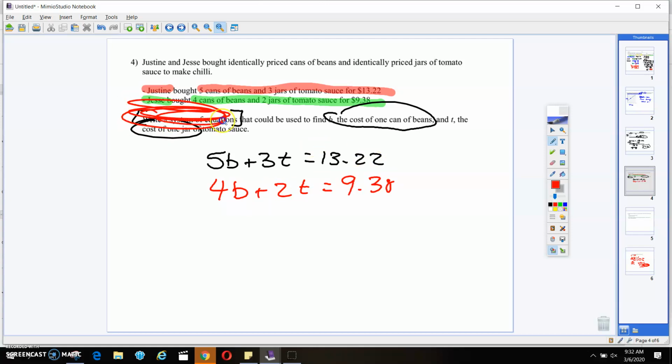It only says write a system. So it doesn't actually say solve it, right? So make sure that you pay attention to what the question actually is asking for. Because now I don't have to spend any more time. We can move on to the next question.